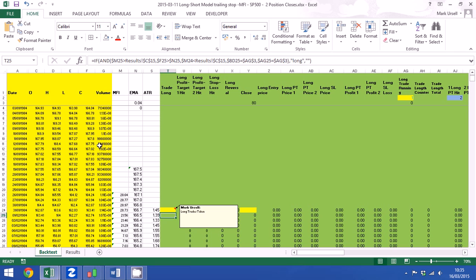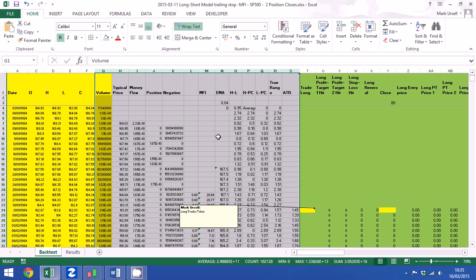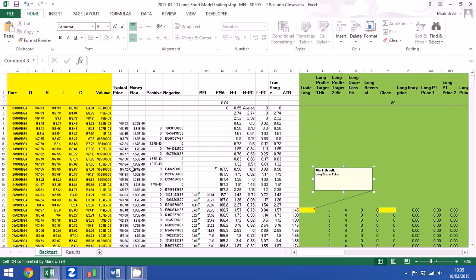open, high, low, close, plus the volume, which is of course necessary to use the MFI. In the middle here, and I'll just open these out, we have, in white here, the technical indicators that I'm using for this particular backtest. So the first set of columns is the MFI. We're using an EMA, exponential moving average, and the ATR. So it's just 3 technical indicators.